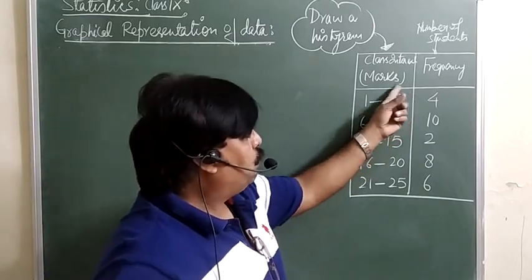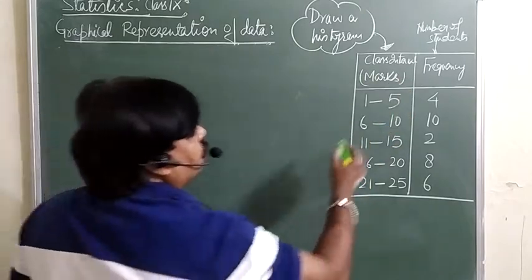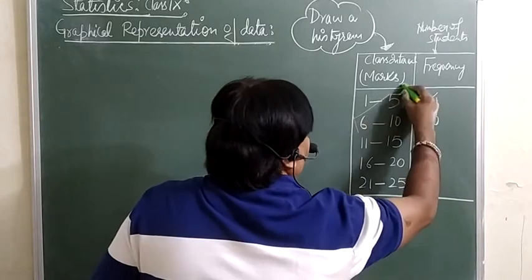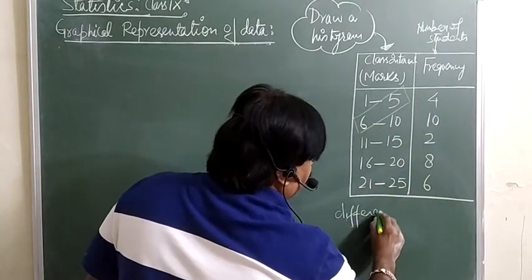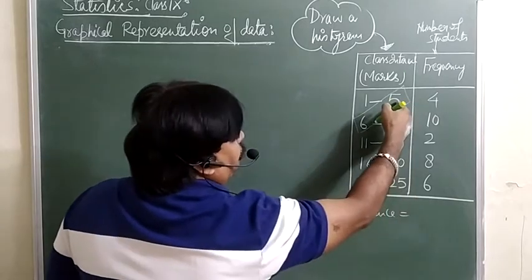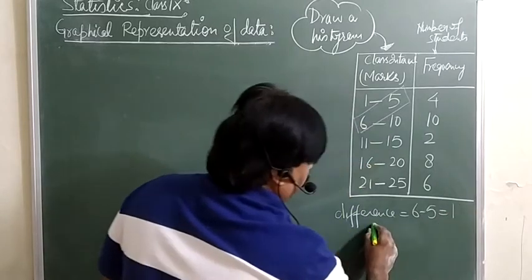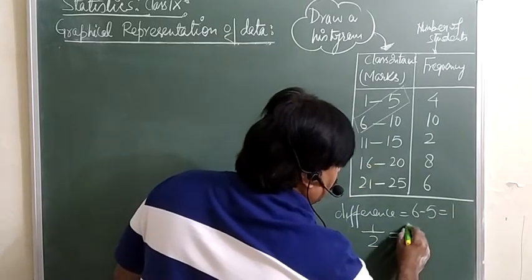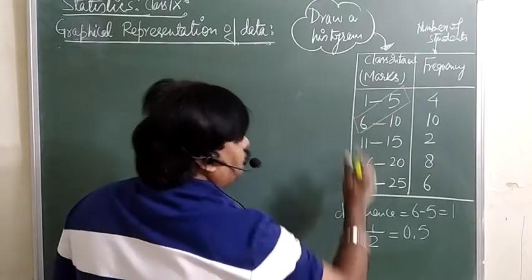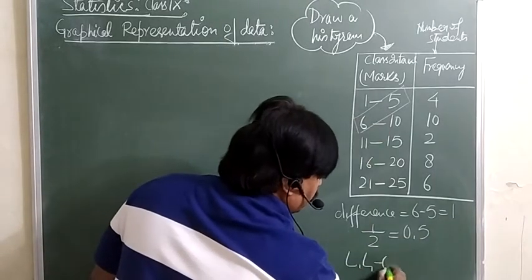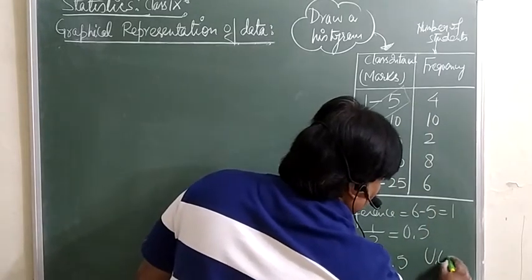So what will we do? We are supposed to change this, inclusive into exclusive. How can you change it? We are supposed to take the difference of the upper limit and the lower limit of the next interval. 6 minus 5, this is 1. You must take half of this, so you will get 0.5. This 0.5 you are supposed to subtract from the lower limit and add to the upper limit.